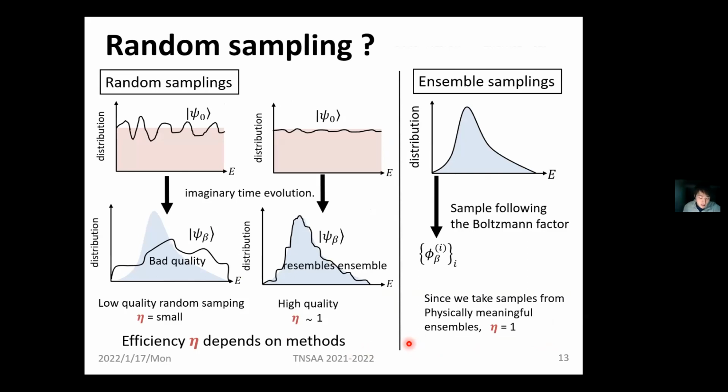Now, this is a sketch of how the random sampling method works. If the quality of the initial random samples is not good, the imaginary time evolved psi beta has bad quality and the efficiency becomes small. If we have a proper random initial state, the psi beta shall be similar to those picked up from the ensemble sampling.